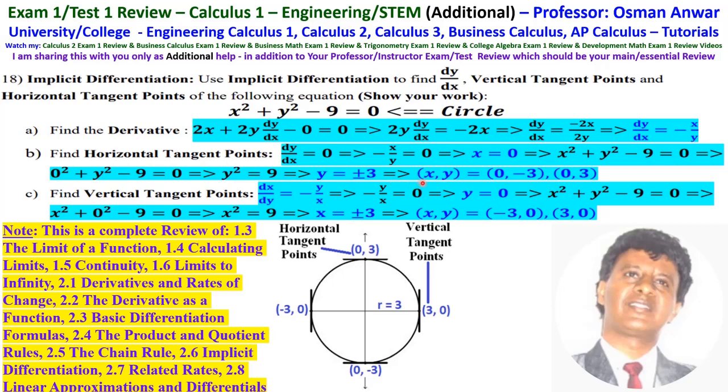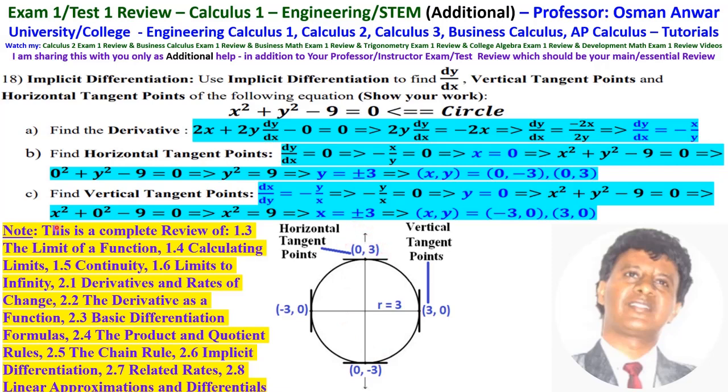That means the horizontal tangent points are x, y. So when x is 0, y is minus 3 and 3. So those are the two horizontal tangent points, which is 0, minus 3, and 0, 3. Those are the horizontal tangent points.